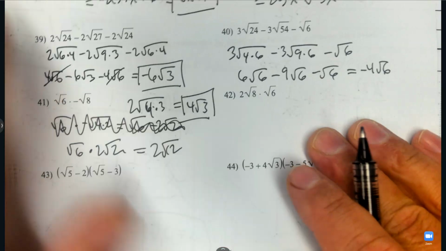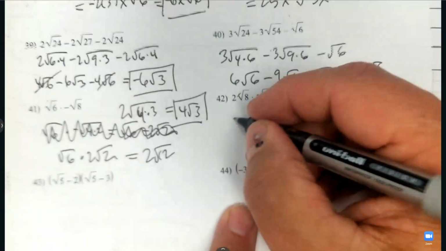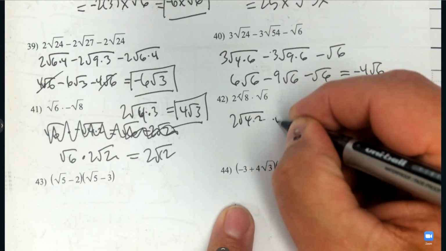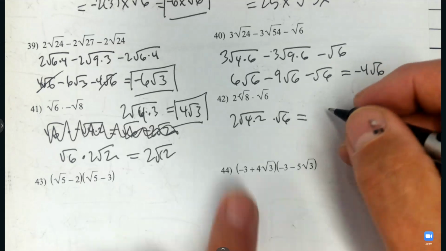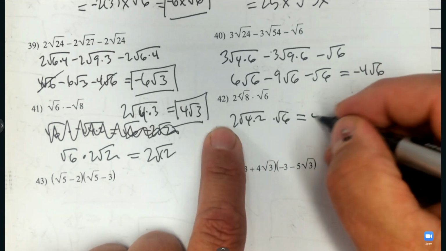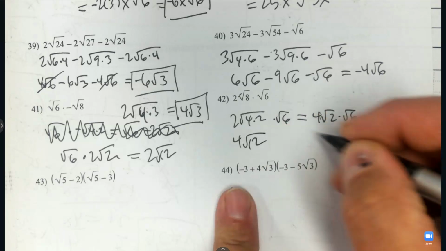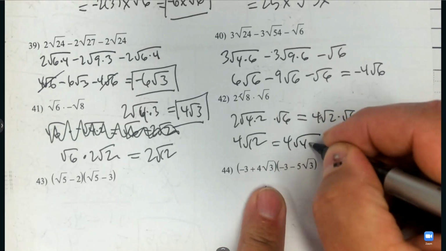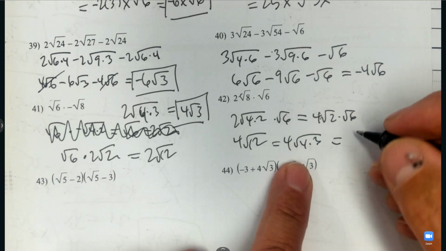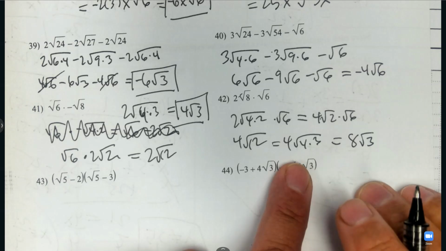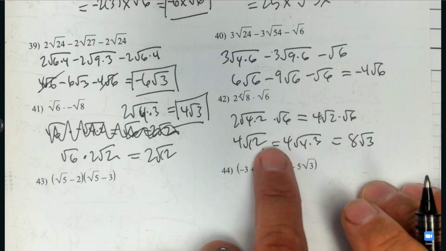All right, let's try it again. Simplify it. Square root of 8 is 4 times 2. Square root of 4 is 2 times 2. That's 4 root 2 times root 6. Feels similar to the last one. And then 12 is 4 times 3. So your end answer is 8 root 3. So the square root of 4 is 2 times 4 is 8.